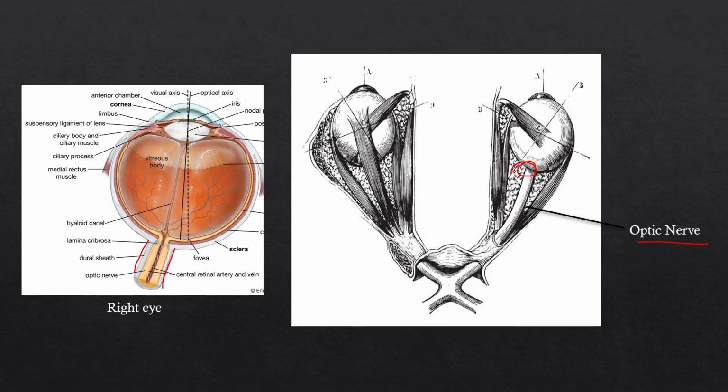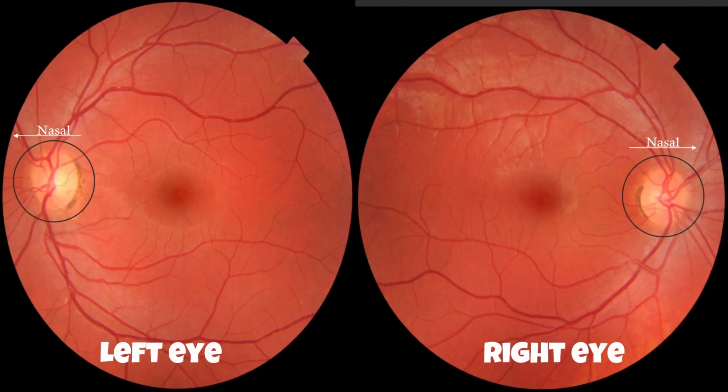Okay, let's take a look at the fundus. So let's start off with the right eye. This is the view of the fundus. I'll go through some stuff quickly. So this is the optic disc, and it's found on the right side of the picture. So this is the right eye.